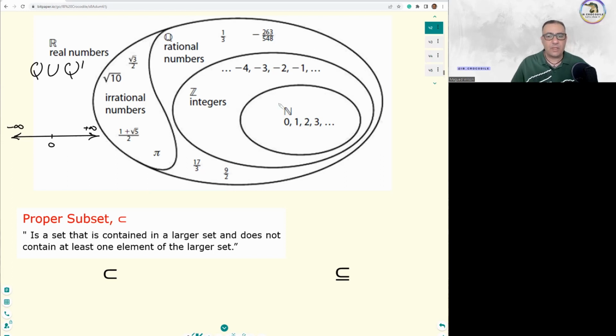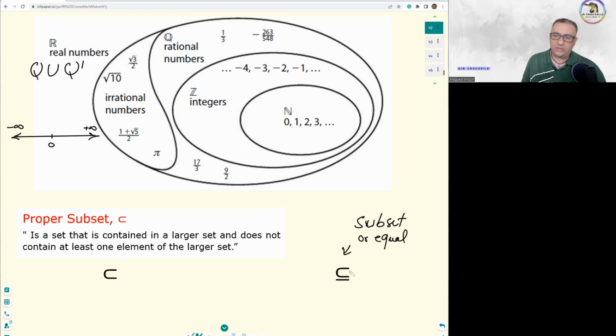So R, or the real numbers, include all these sets. Okay. Now I would like just to elaborate also about the use of these couple of symbols. So this symbol here is called a proper subset, right? And this symbol here is called just a subset. Okay, and sometimes you may also see subset or equal because of this equal sign below.